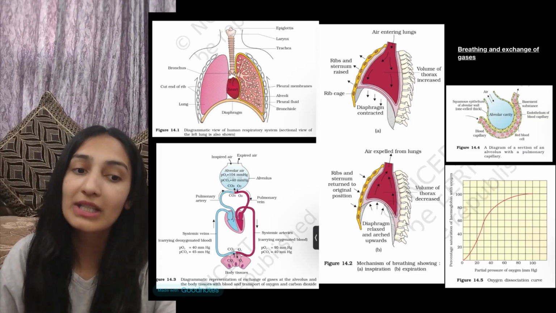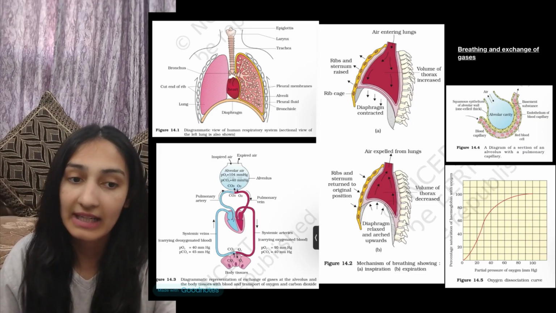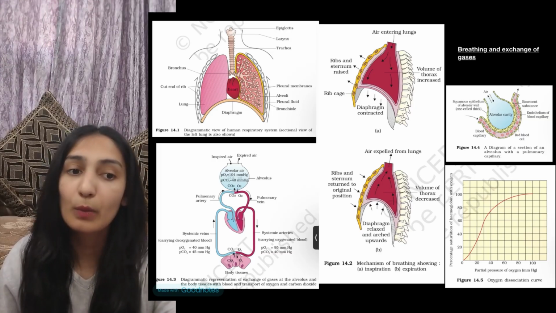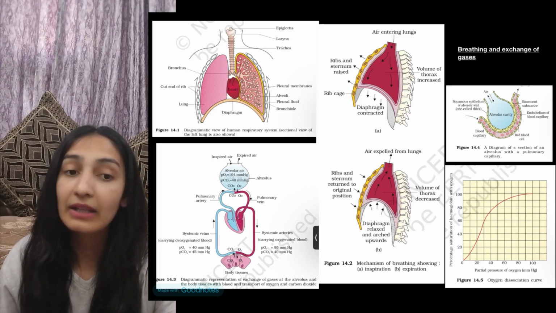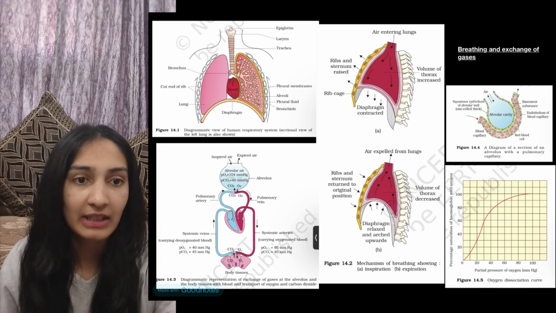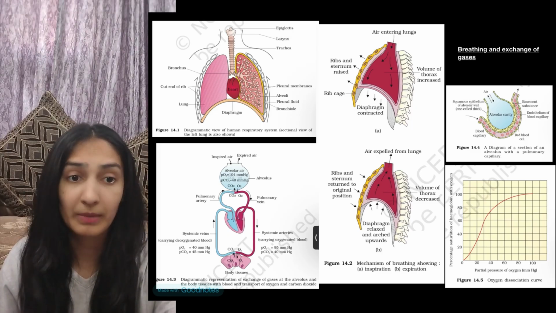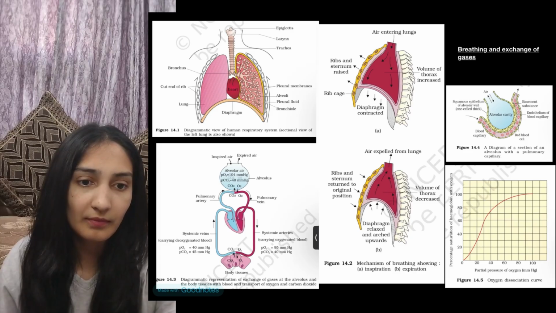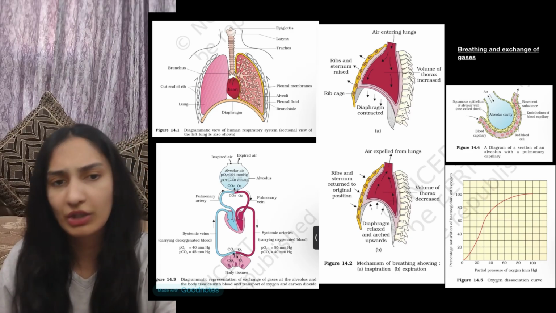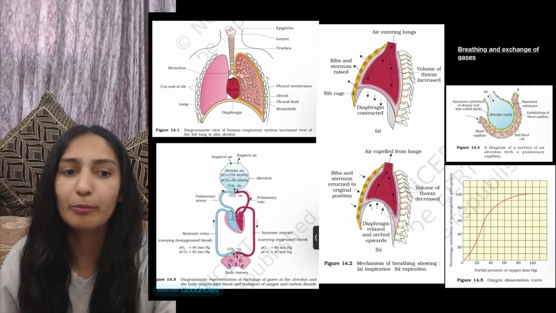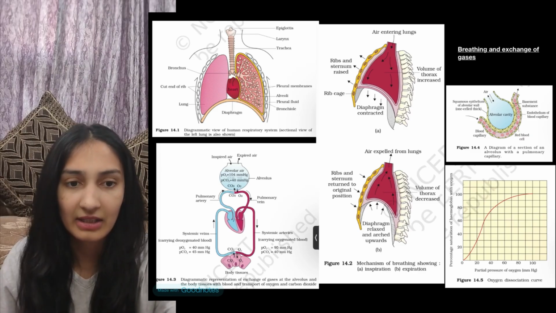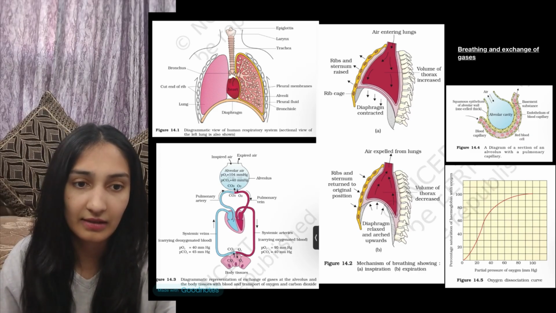Whereas in expiration, you can see that the diaphragm gets relaxed and is arched upwards, the volume of the thorax is decreased, and the ribs and sternum return to their original position. Next, figure 14.4 depicts the diagram of a section of an alveolus with a pulmonary capillary. Figure 14.5 depicts the oxygen dissociation curve, wherein we have partial pressure of oxygen on the x-axis and percentage saturation of hemoglobin with oxygen on the y-axis.